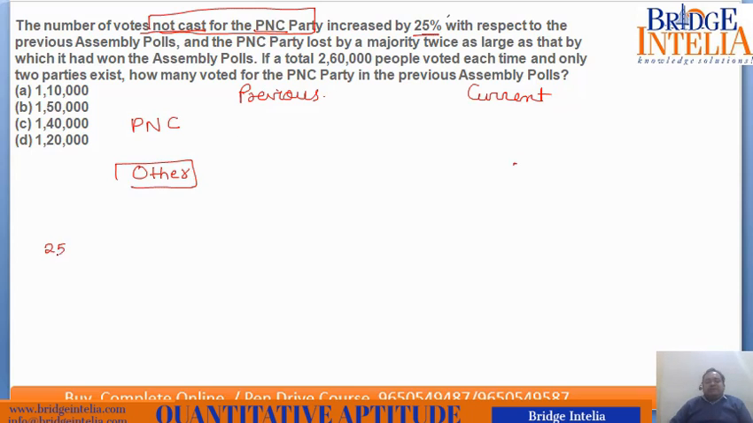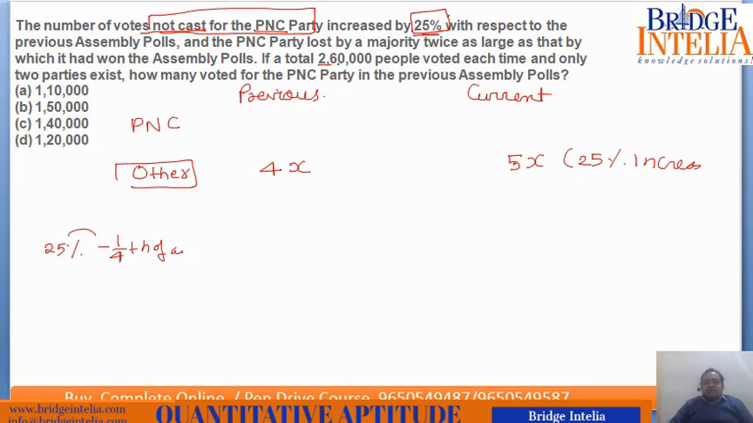Now 25% is one fourth of anything. So you can assume that the votes received by the other party in the previous election were 4x. This time this party receives 25% more, because votes not cast for PNC means votes cast for the other. So 4x will now become 5x, a 25% increase.